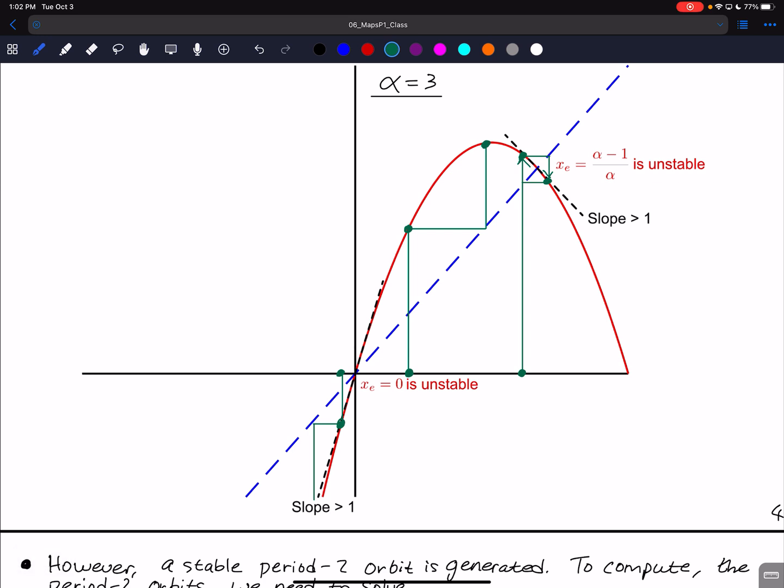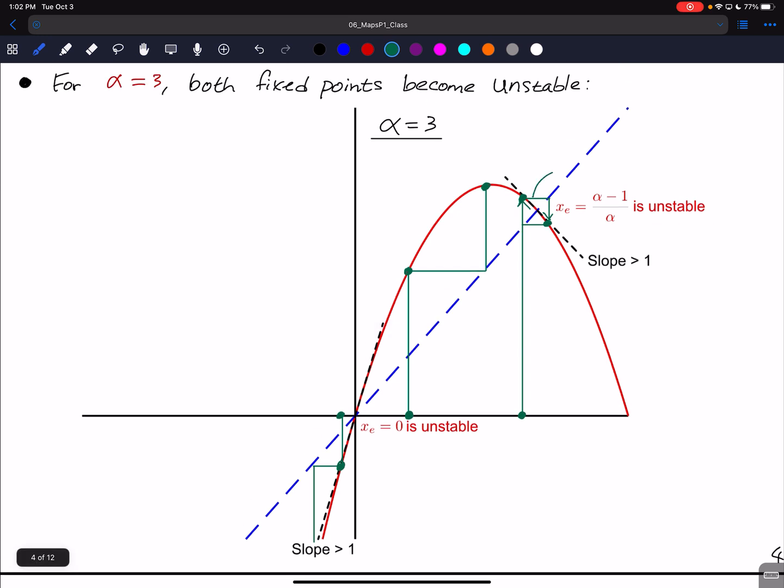One thing I want to add right here is that this guy right here is the period 2 orbit. So at alpha equals 3, this is the bifurcation point at which we suddenly get the emergence of a period 2 orbit. And this is called a period doubling bifurcation because the period doubled.